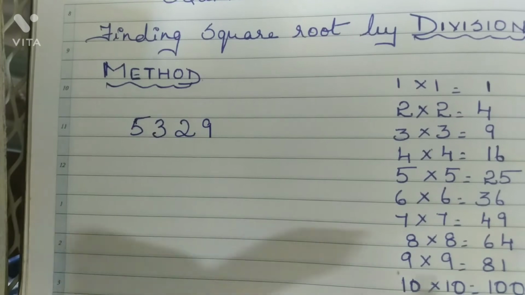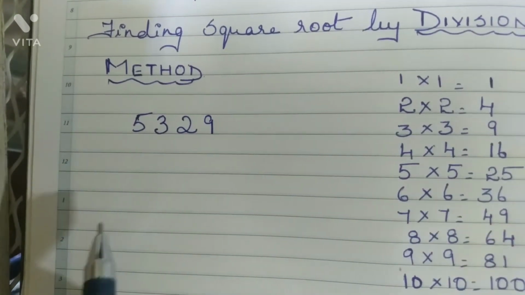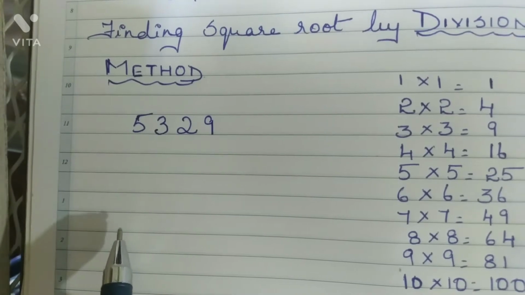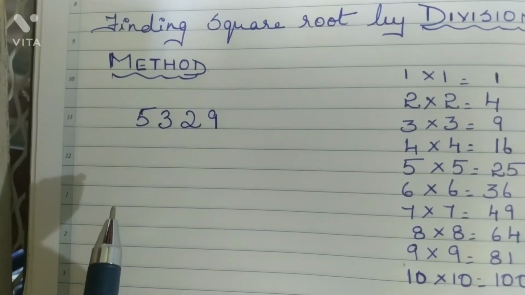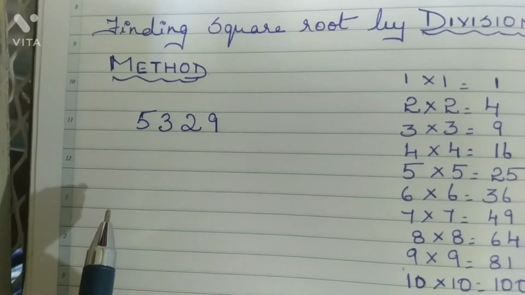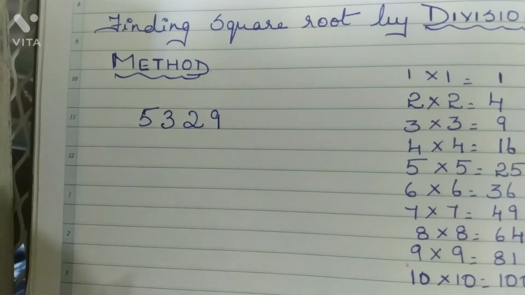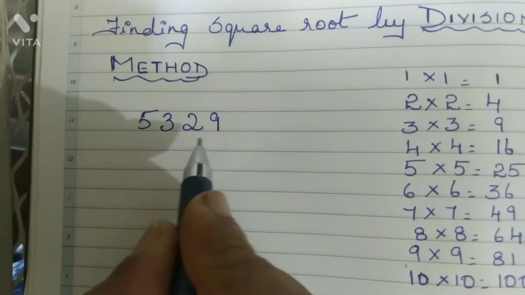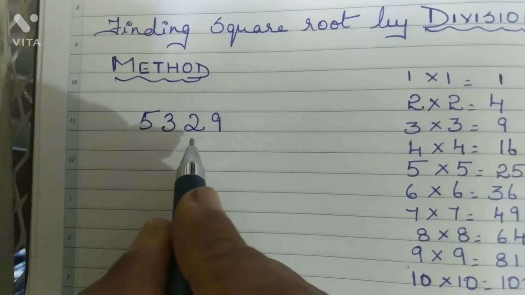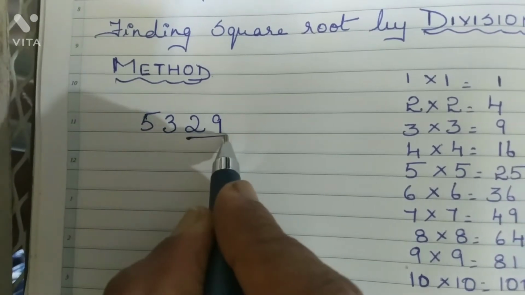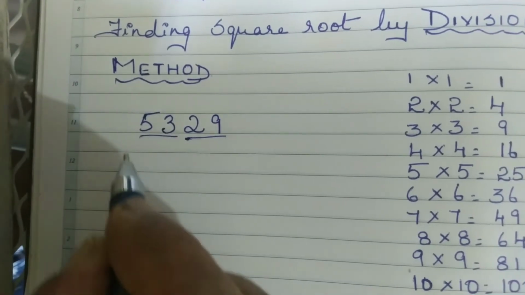I'm sure everybody would be thorough with the squares of all the numbers. So here let's see the methods how to find it. Before finding, first we need to pair these numbers. So let us pair these numbers. When you're pairing, you have to pair from the units place. That is 29 and 53.